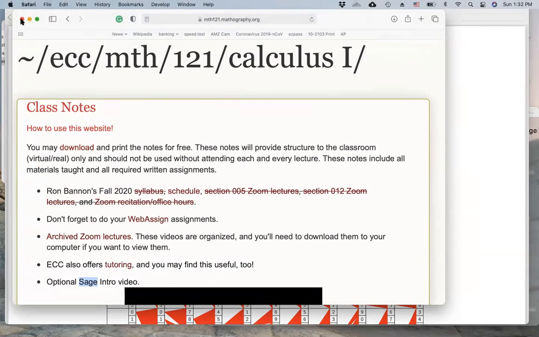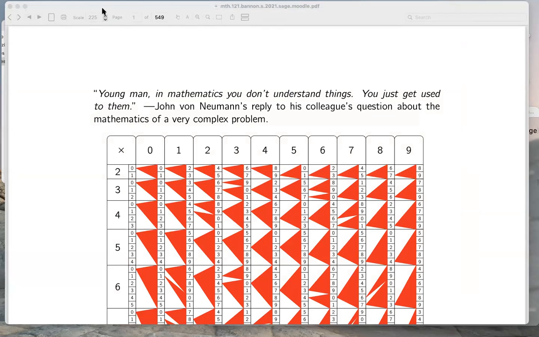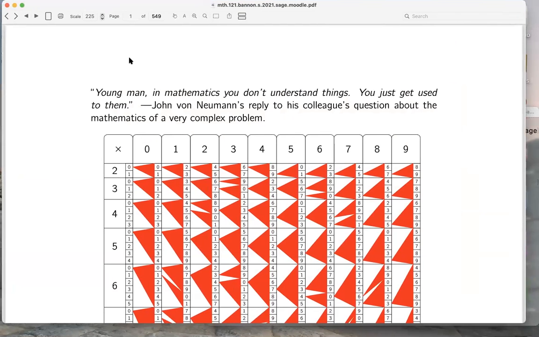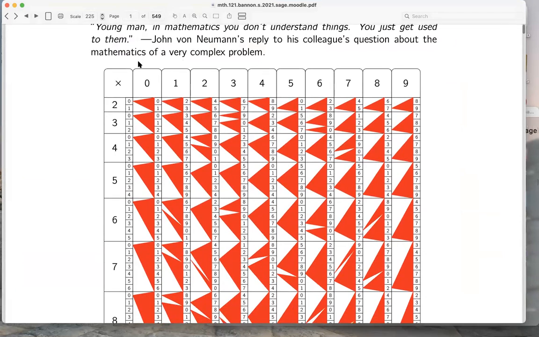So let me close out my website. Again, that website is mth121.mathography.org. Let me close this out. I'm going to talk about the notes now. This is what the notes look like. And these are downloaded to my computer. I downloaded them. Of course, they're going to change.